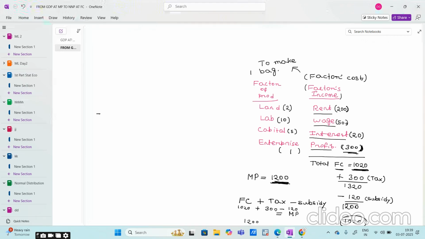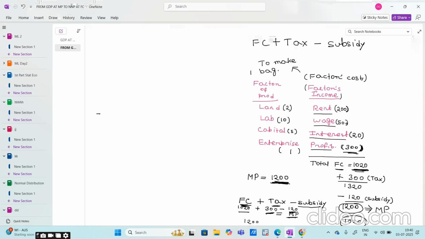Now this 1200 rupees is basically the market price which was shown. How was this market price derived? Well, this market price was derived by adding tax to the factor cost and subtracting subsidy. So look at this. This is the factor cost. We have added the tax of 300 to the factor cost, right? And then subtracted the subsidy from the sum, and we are getting the market price. So can I write from here that market price is factor cost plus tax imposed by the government minus subsidy?